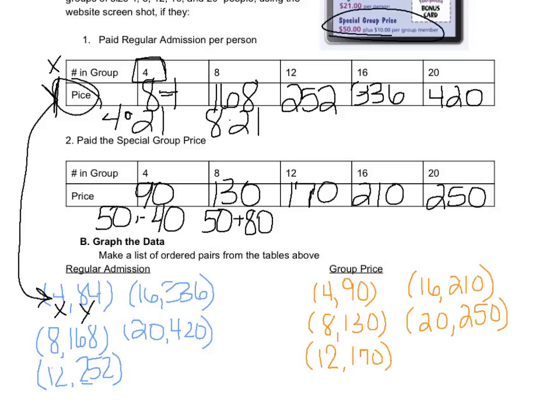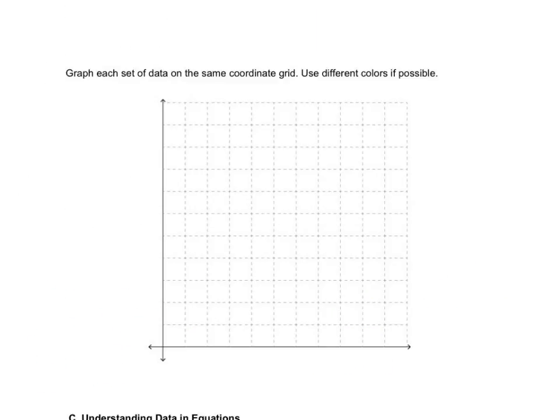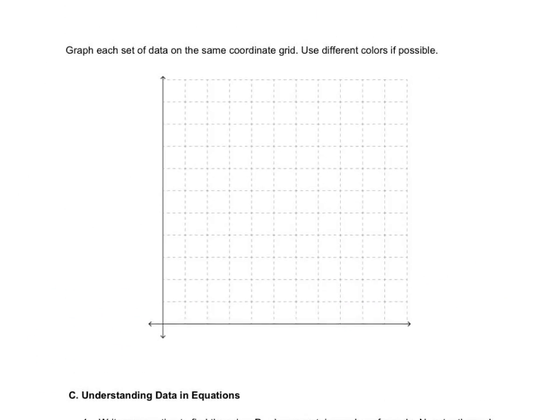Now we're going to take those 2 groups, and I'm going to use the 2 colors, the blue and the orange, and flip over now to the back side, and we are going to graph these 2 sets. So here's our coordinate grid, and the one thing that you want to remember when you are graphing are some of those key things that you always need.